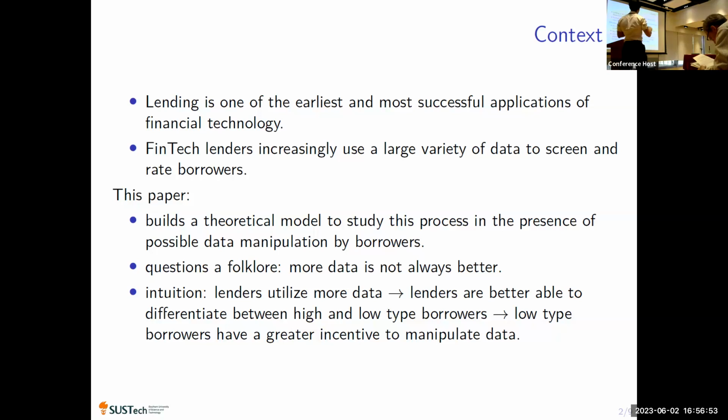And this mechanism, in a nutshell, I think works as follows. If, as a lender, I get more and more data, then I get better and better at differentiating between low and high type borrowers. But if I'm able to do that, then as a low type borrower, I have a higher and higher incentive to manipulate my data. And this in turn basically makes every borrower appear as a high type borrower. And then the data I collect becomes less useful.